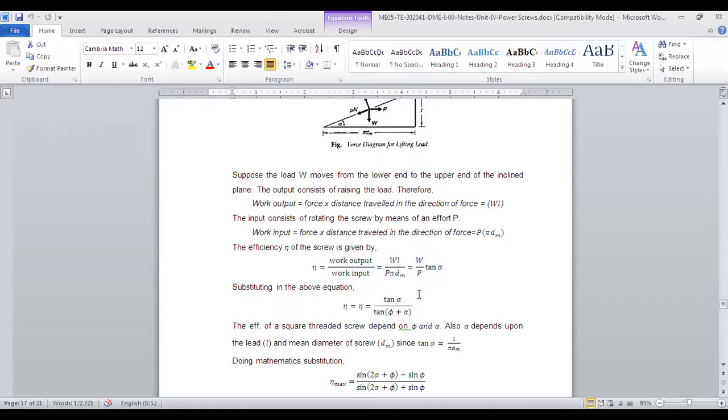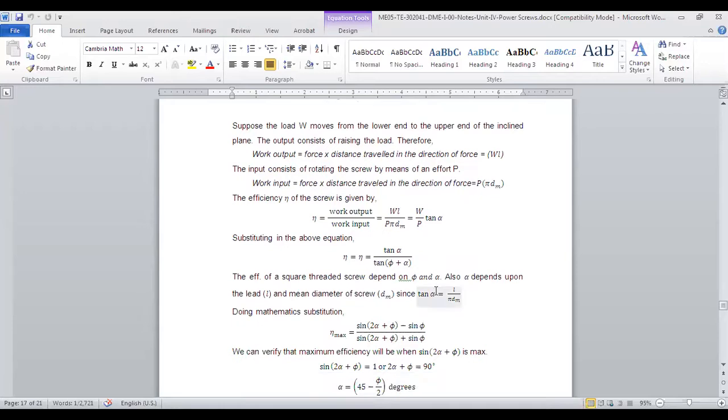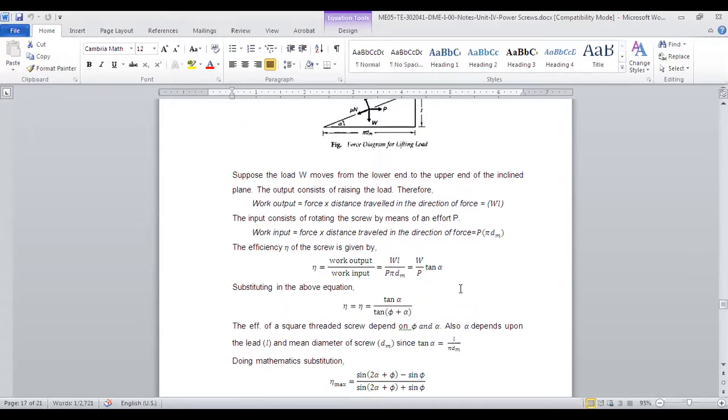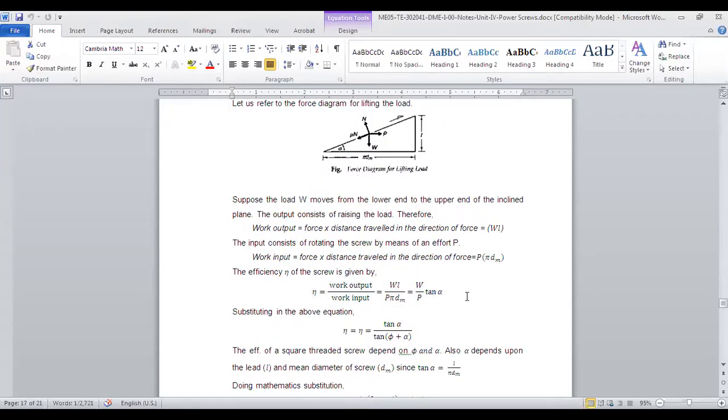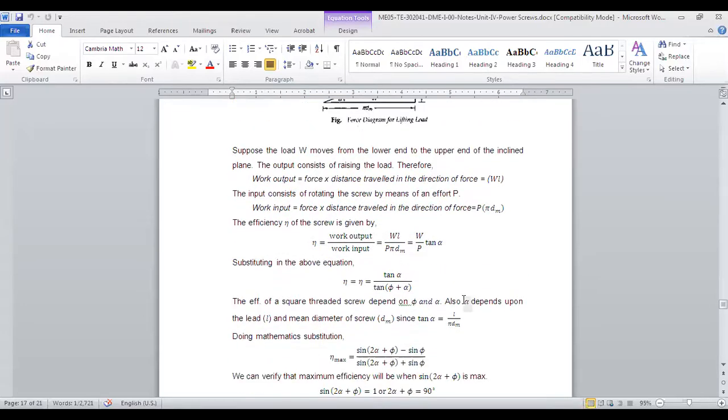So it becomes W upon P, and what is L upon pi dm? It is tan alpha, where alpha is the helix angle. So W upon P into tan alpha will be your efficiency in case of raising a load. Now in this equation, P upon W is tan of phi plus alpha. So we will get efficiency equal to tan alpha upon tan of phi plus alpha. So the efficiency of a square thread in case of raising a load will be tan alpha upon tan of phi plus alpha.